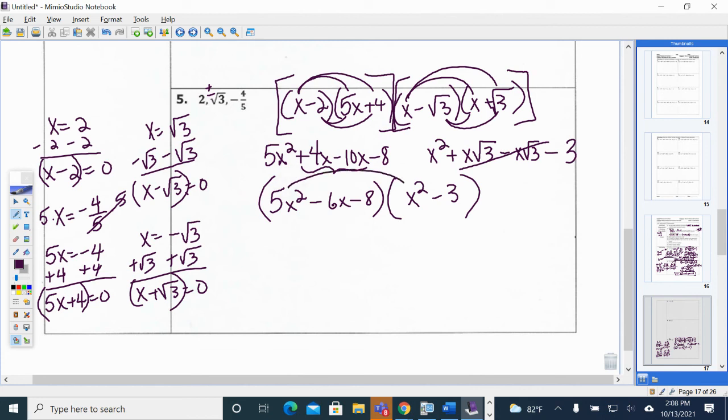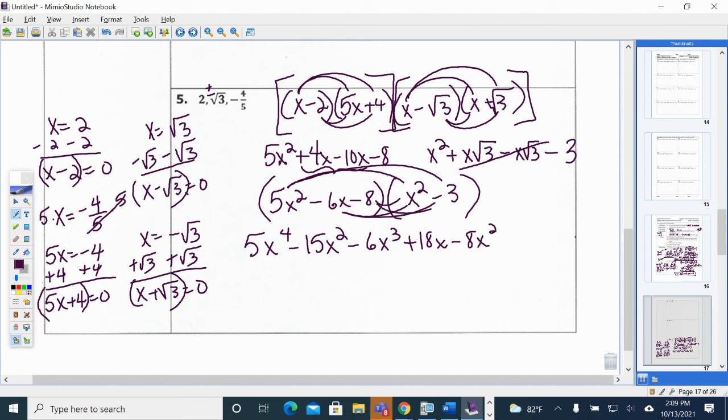5x squared times x squared is 5x to the 4th. 5x squared times negative 3 is negative 15x squared. Now for the negative 6x. Negative 6x times x squared is negative 6x to the 3rd. Negative 6x times negative 3 is a positive 18x. And last but not least, your negative 8 times x squared is negative 8x squared. And negative 8 times negative 3 is a positive 24.